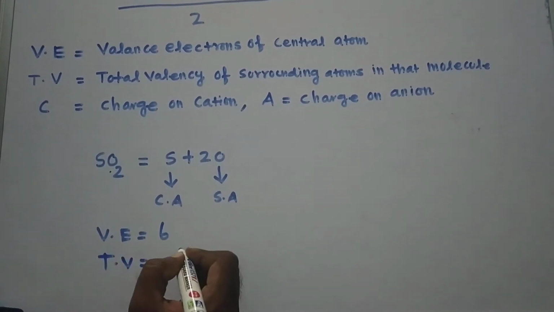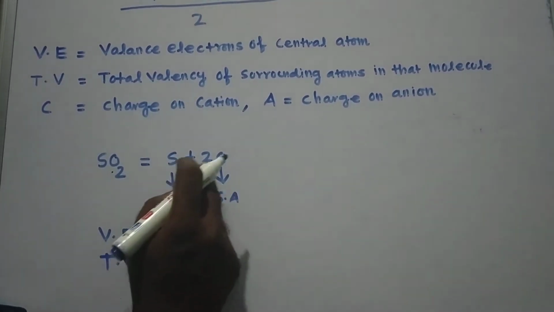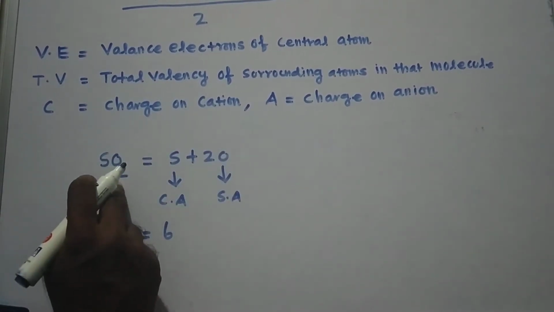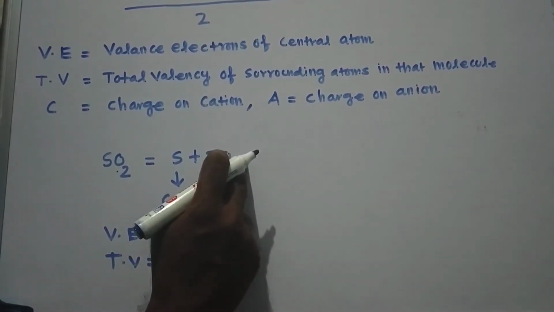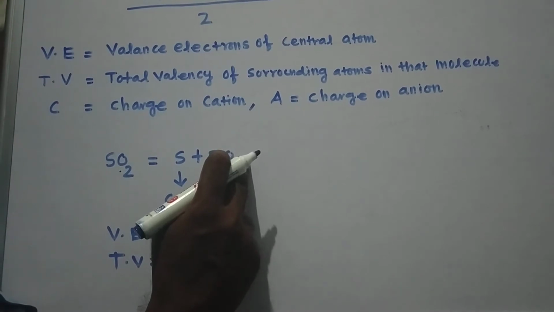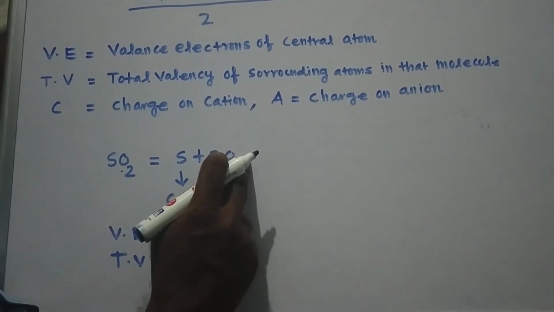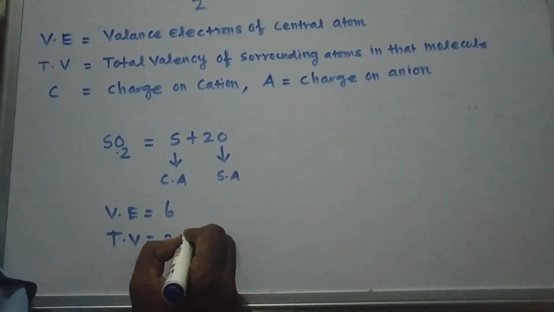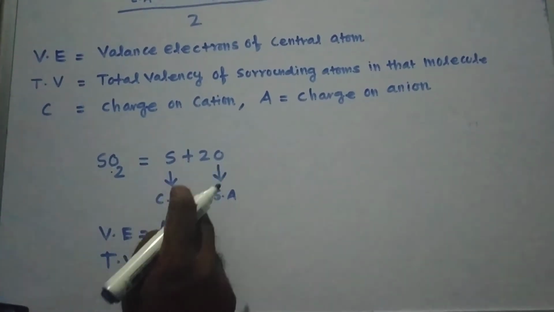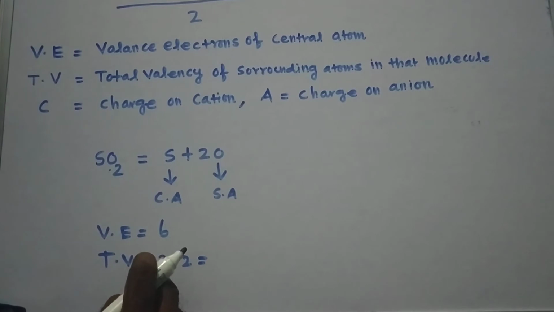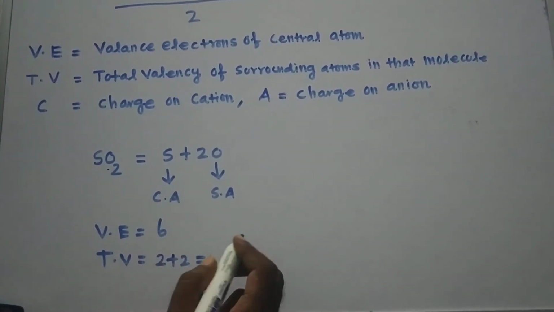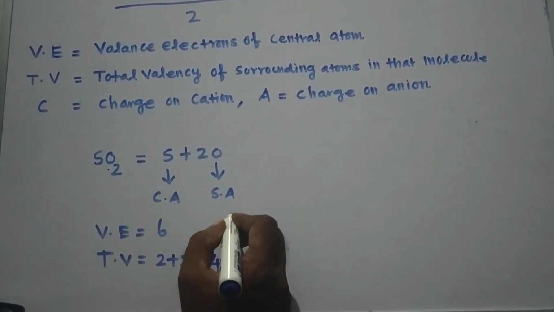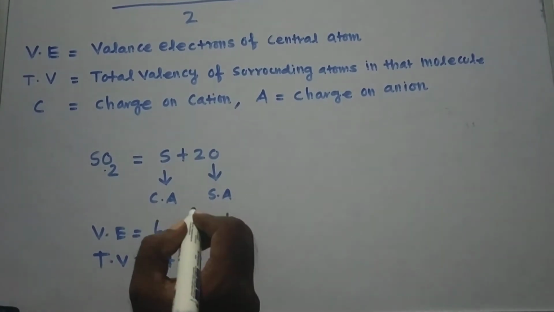Then we are going to find out the TV. Okay students, be careful. Now there are 2 oxygen atoms in sulfur dioxide. Here oxygen acts as a divalent surrounding atom. Therefore there are 2 surrounding atoms, so 2 plus 2. For each oxygen the valence is equal to 2. For 2 oxygen it is 2 plus 2 equal to 4. It's neutral, therefore no C and no A.